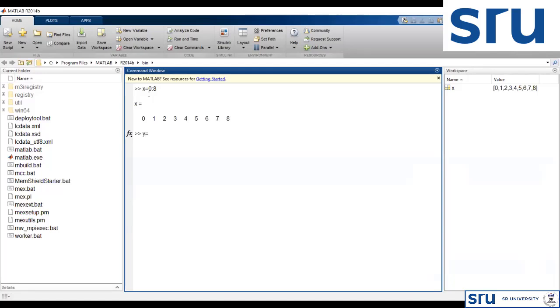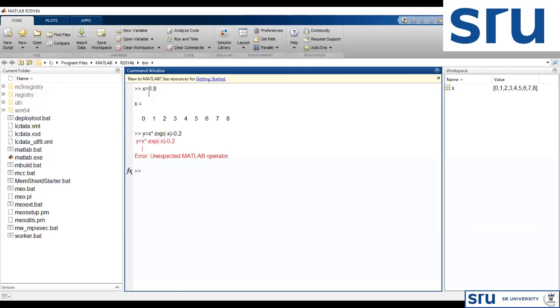Already I have taken the x vector, so now you have to take the y vector, and the y vector is nothing but your function value. x into exp of minus x minus 0.2. So this is our function value.